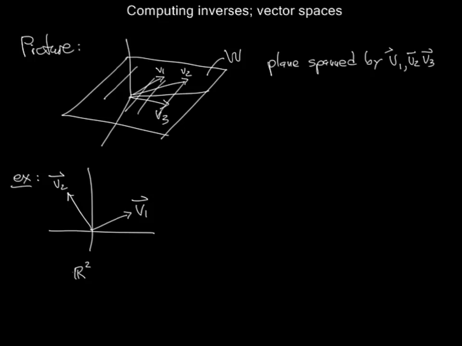So here's another example. Take 2 vectors in R2. What's their span? Well, if they don't point in the same direction, what's the plane spanned by these 2 vectors? It's clearly all of R2. In other words, what I'm saying is that if you take all of the vectors you can write as A V1 plus B V2, you can get every vector in R2 this way. Okay, I think that's a good place to stop. So that's all for now.